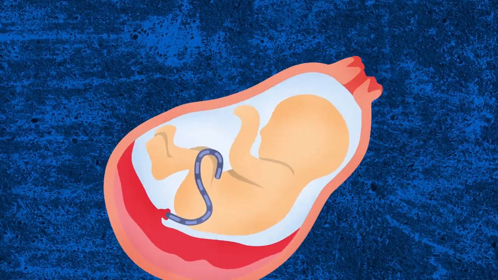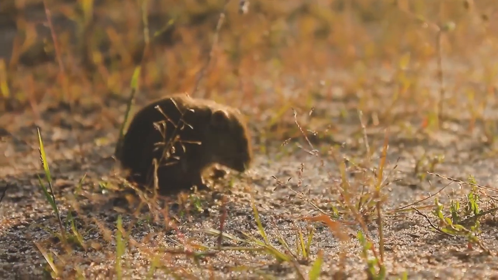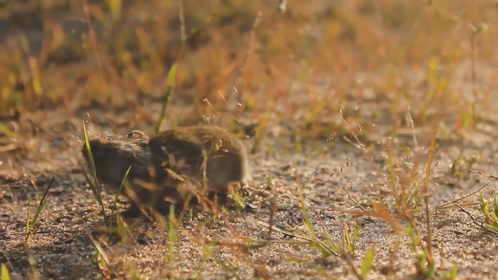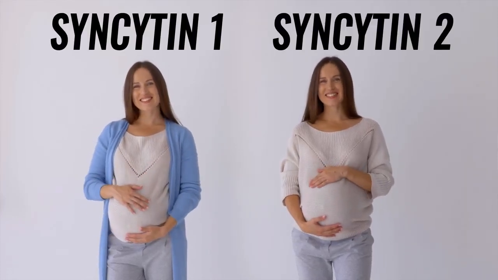More and more evidence supports the key role of virally derived syncytins in placental formation. The cells forming the syncytiotrophoblast can't fuse when syncytins are blocked, and removing mouse syncytins completely disrupts the formation of their placenta. We humans have two virally derived syncytins, syncytin 1 and syncytin 2.